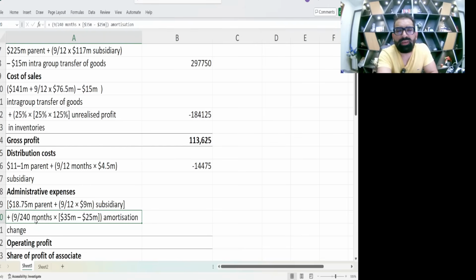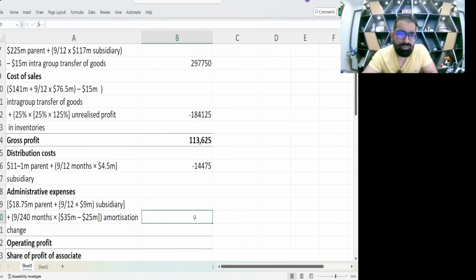into 9 upon 12. Here I have written 240. 20 years means 240 months. So I have done like this. Okay. So my dear student, if you adjust all these three, your admin expenses will be 25875. Please use your calculator, you can try it, right?